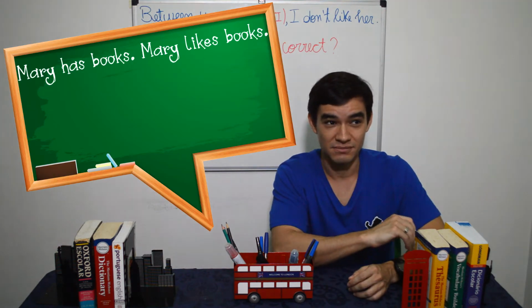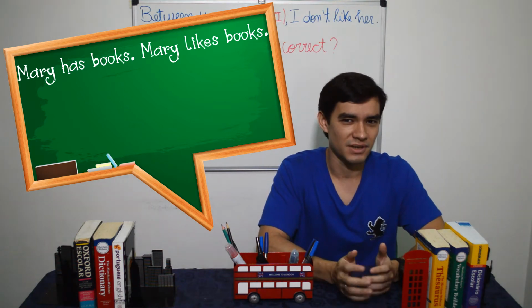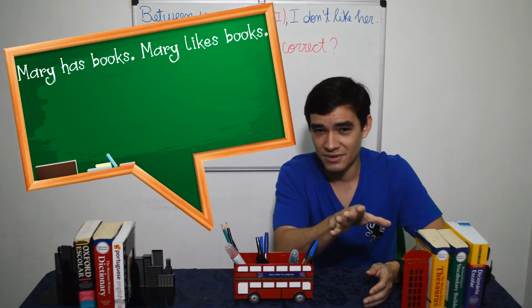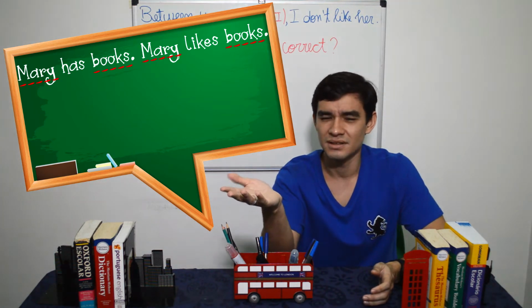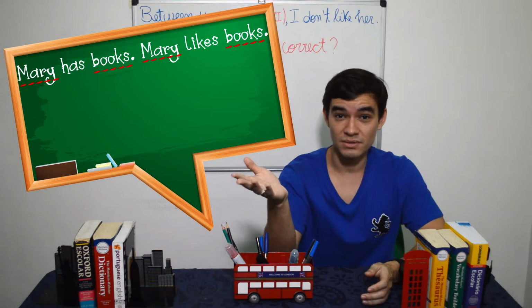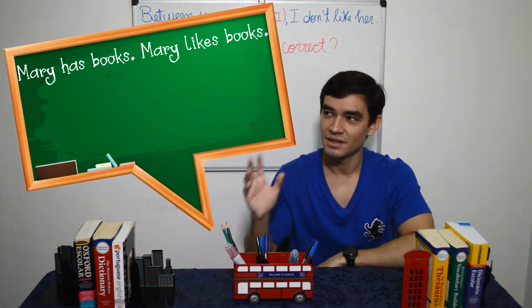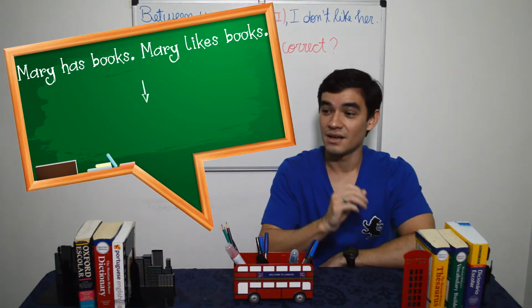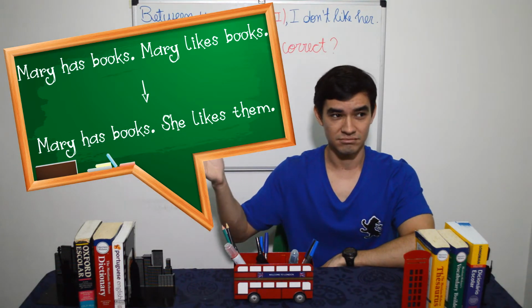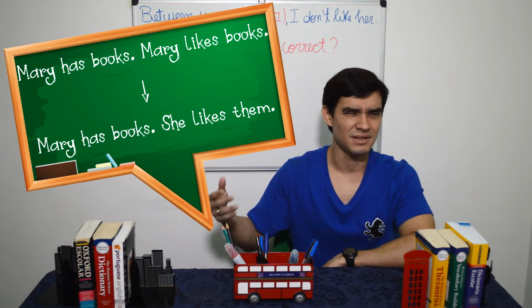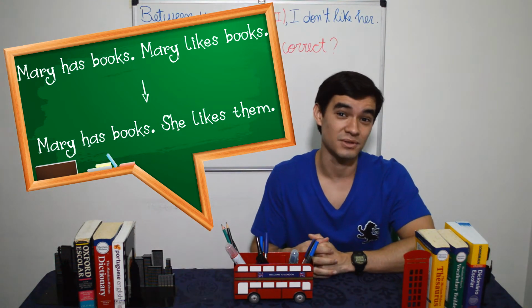Mary has books. Mary likes books. What is strange about what I said? Exactly what you're thinking. Why so much repetition? How boring. Wouldn't it be better to substitute this Mary and this books for other words? So let's say it this way. Mary has books. She likes them. It sounds better, doesn't it? Without repeating so much. Well, that's what the pronouns are for.